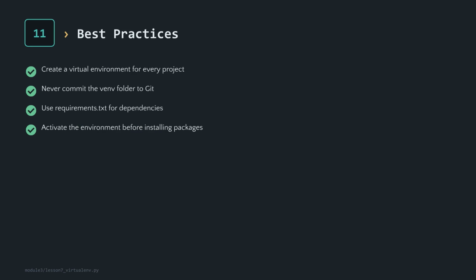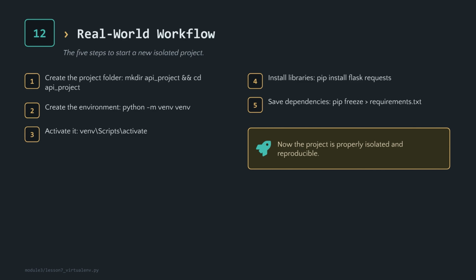Let's review the best practices. Always create a unique virtual environment for every project. Never commit the venv folder to version control systems like Git. It's too large and machine specific. Instead, share your requirements.txt file. And remember, always activate your environment before you start installing any new packages. Here is a real-world workflow to start a new project. First, create and enter your folder. Second, create your virtual environment. Third, activate it. Fourth, install your necessary libraries. And fifth, generate your requirements.txt file. Follow these 5 steps to ensure your project remains isolated and perfectly reproducible.